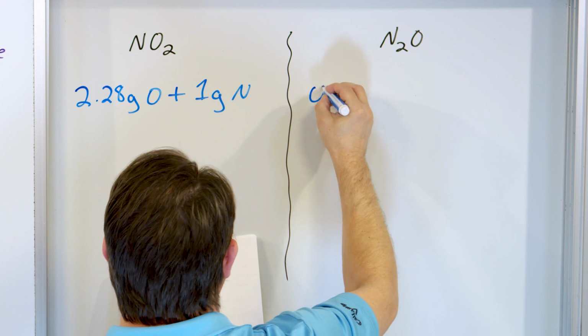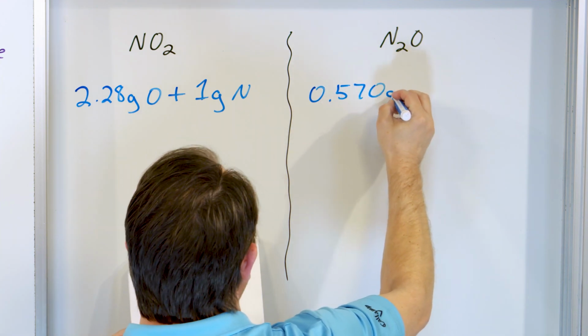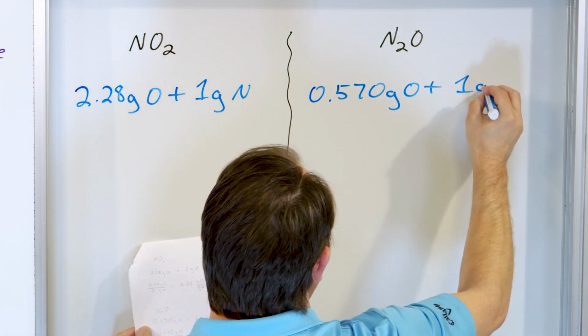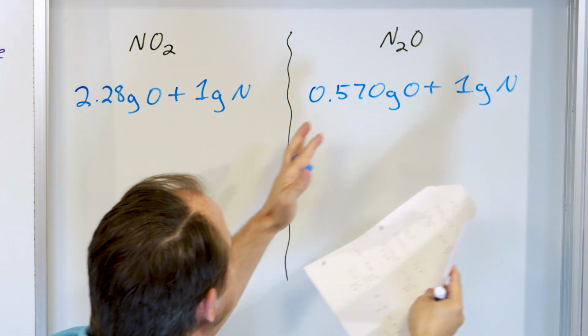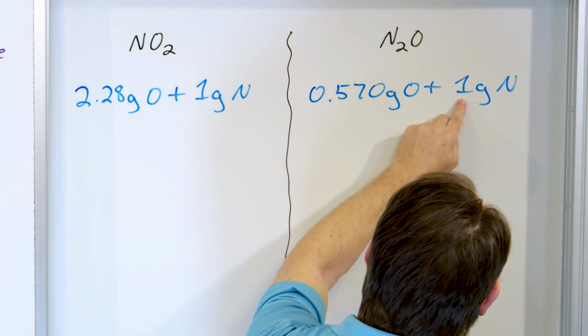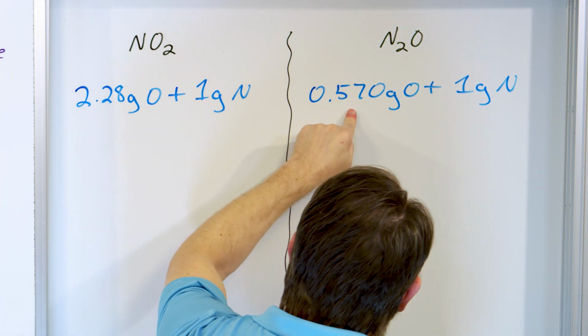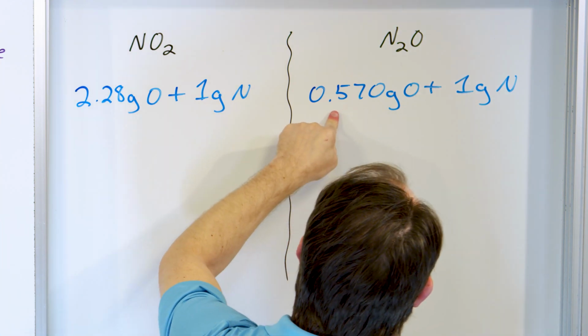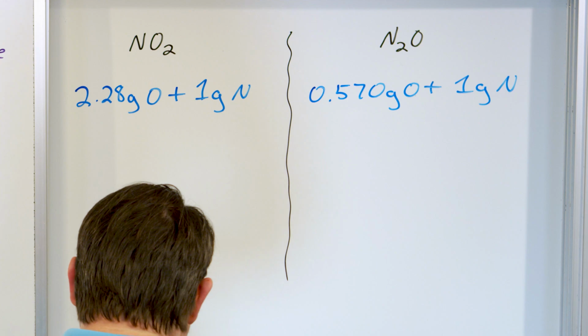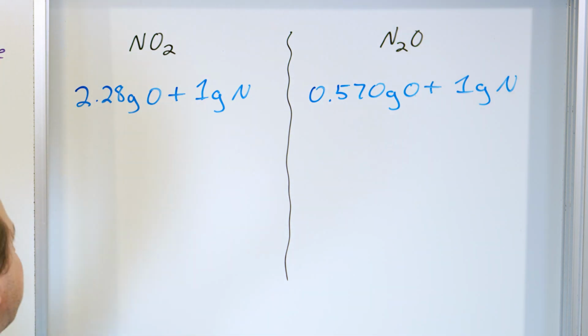And you do the same thing over here. You find out that 0.570 grams of oxygen combines with 1 gram of nitrogen. So when you make this substance over here, and you again supply 1 gram of nitrogen, it only takes up and reacts with this much oxygen. Not 0.6, not 0.8, not 0.9, only this amount. Okay? So if you were going to study how these were related to each other, what would you do?